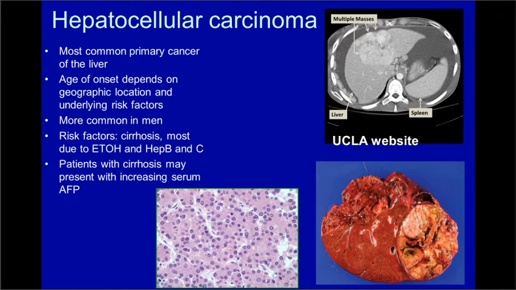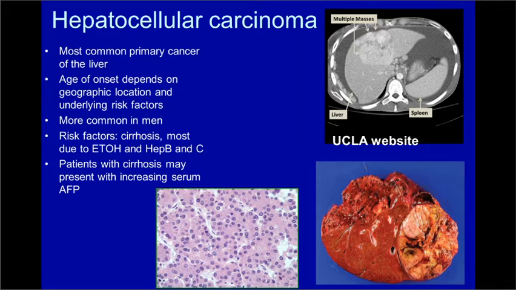Now I'm going to move on to hepatocellular carcinoma. This is the most common primary cancer of the liver, and the age of onset depends on the geographic location and underlying risk factors. For example, in Asian countries where there's a high prevalence of hepatitis B infection, sometimes patients develop hepatocellular carcinoma before they've even developed cirrhosis, and may develop it at a younger age than they do here in the United States, where the most common cause is hepatitis C with cirrhosis or else cirrhosis due to alcoholism.